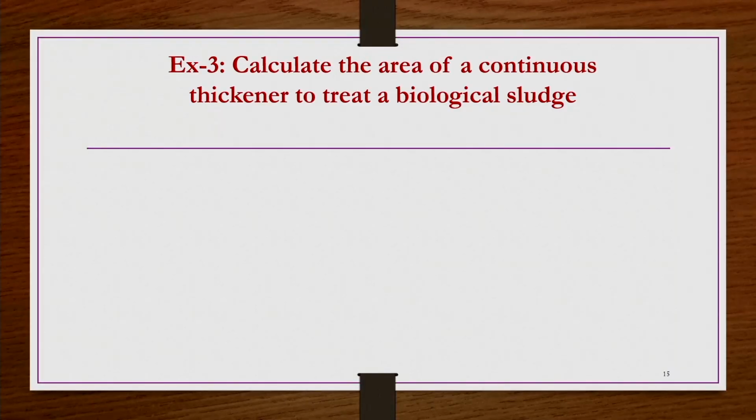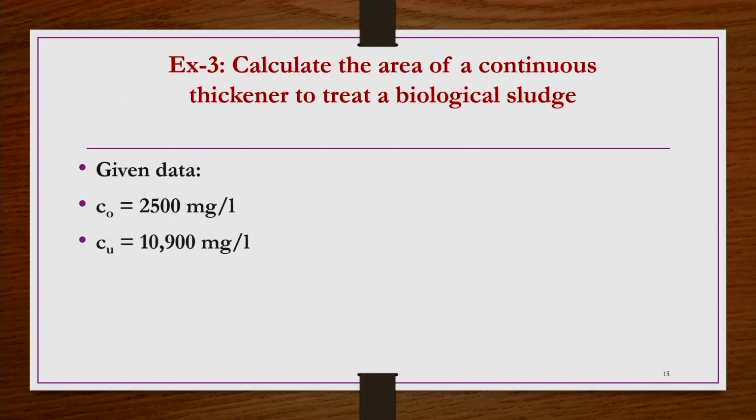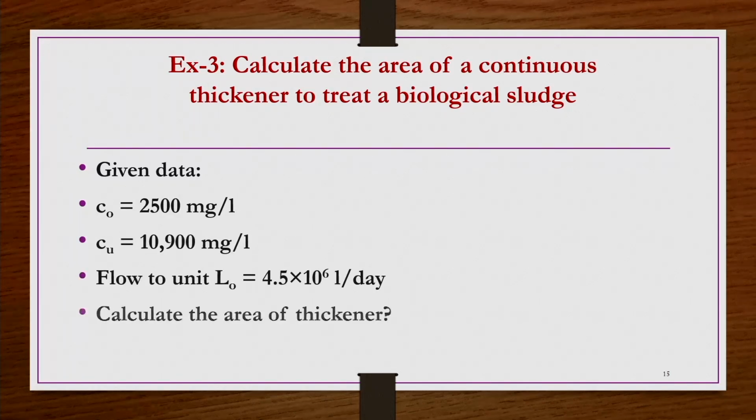Calculate the area of a continuous thickener to treat a biological sludge. Given data: C naught is given, Cu is given, L naught is given. Calculate the area of the thickener.